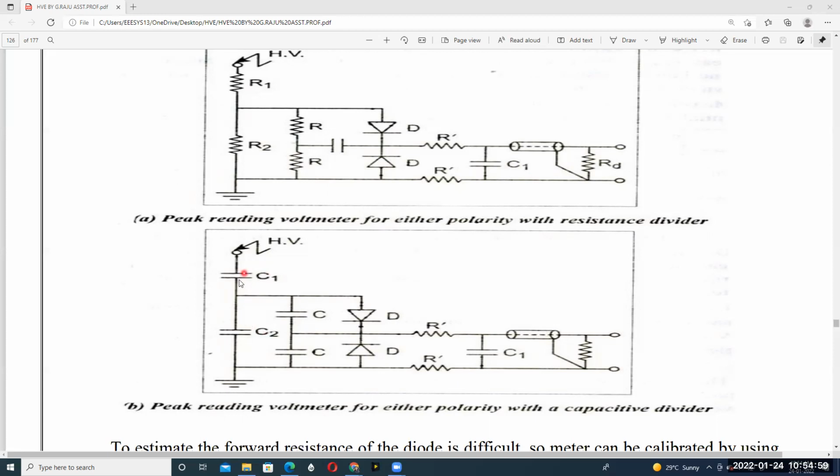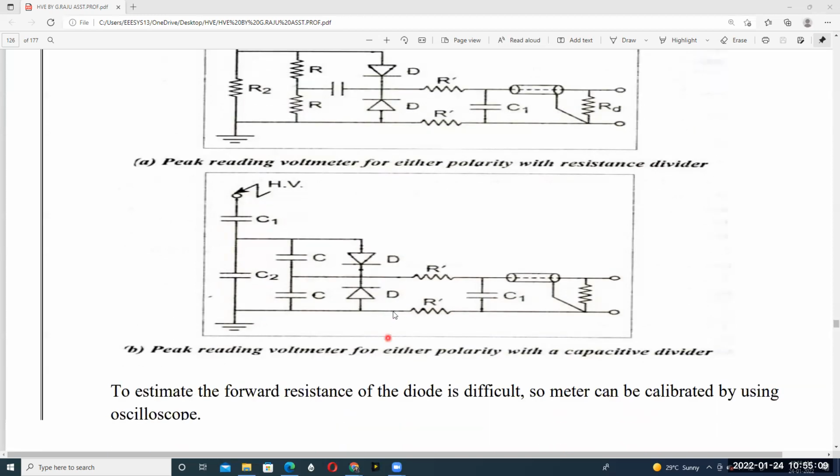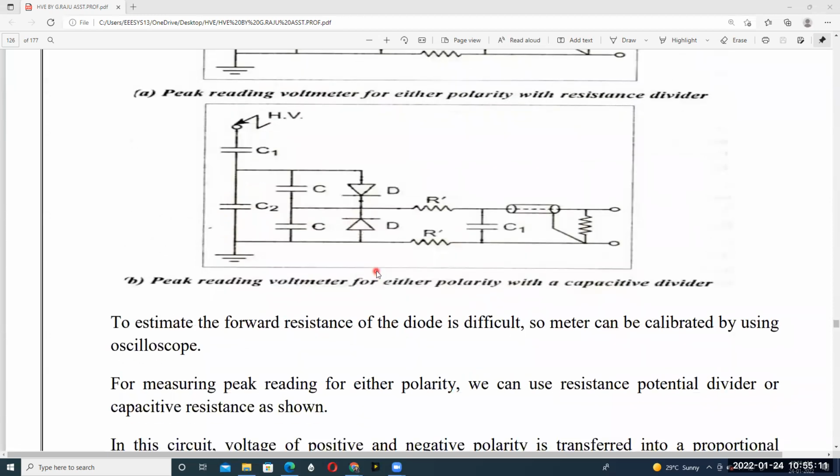So the high voltage is taken by C1 only. The remaining small voltage appears across capacitor C2, which can be measured using our basic peak reading voltmeter. So this is about the peak reading voltmeter for measurement of high peak impulse voltages.